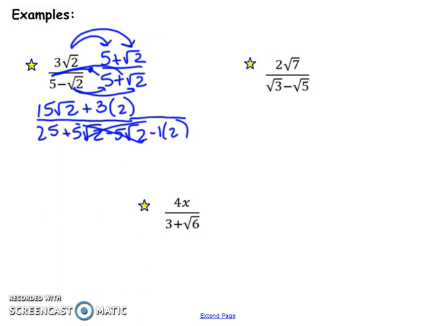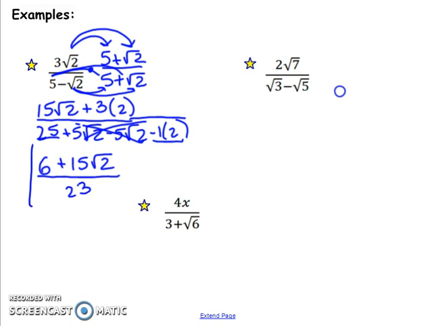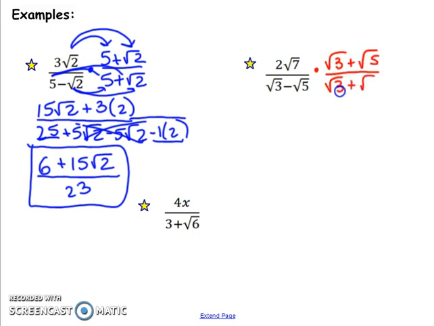Now on the top, we have 3 times 2, so we have 6, and the number goes first, so 6 first, and then the 15 radical 2. In the bottom, we have 25 and negative 2, so that's going to give me 23 in the bottom. Okay, and then in the second one, we're going to, again, multiply by the conjugate, so radical 3 plus radical 5 over radical 3 plus radical 5.